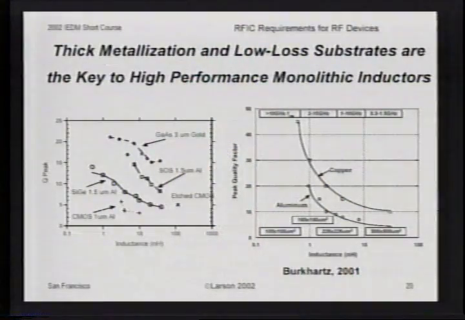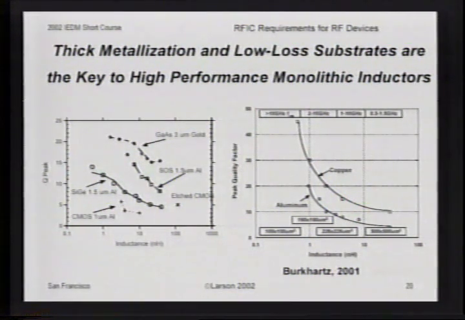The second thing that metallization allows us to do is improve the inductor quality factor through going to copper rather than aluminum. And this is a plot of the improvement in peak quality factor, once again, for different inductances simply by going from aluminum metallization to copper.